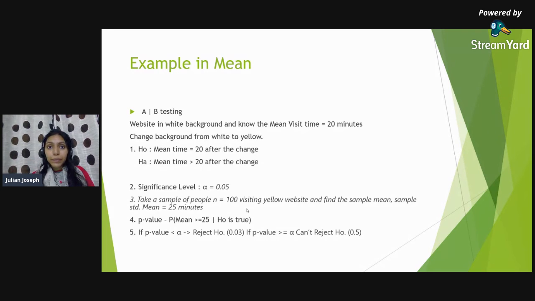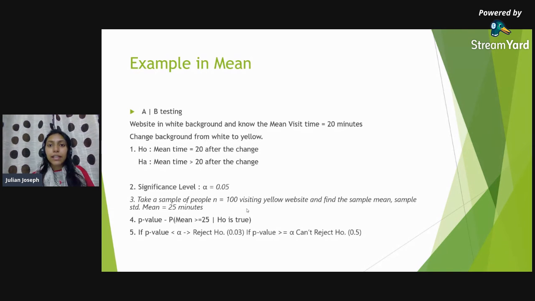So what is our next step? We now have to find the probability that the mean is going to be greater than 25 minutes, provided that H naught is true. What is H naught? That the mean time does not change. If we find that the p-value here is less than 0.05, that is the alpha, we end up rejecting the null hypothesis.